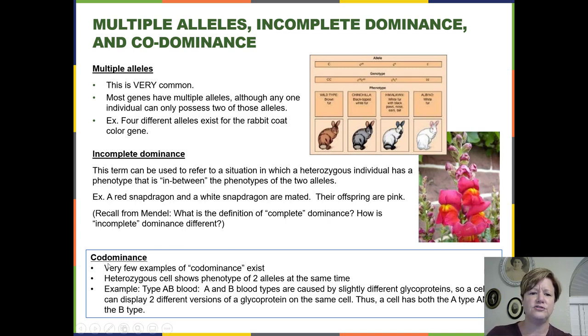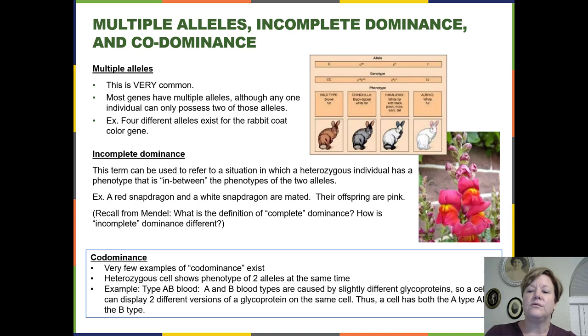And then the last kind of unusual thing here is codominance. Codominance is very rare. In fact, I only know examples of codominance in terms of blood antigens. And one of the common ones that's usually given is type AB blood. There is a gene called the ABO blood type locus. There are three different alleles, A, B, and O, and you can only have two of those. So you either have A and A, A and B, A and O, B and B, B and O, or O and O. I think I named them all.